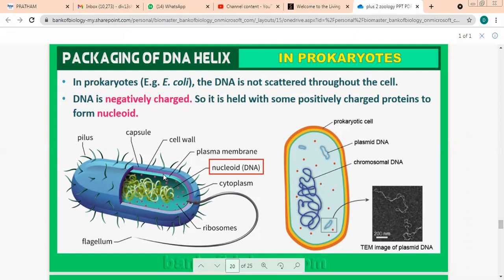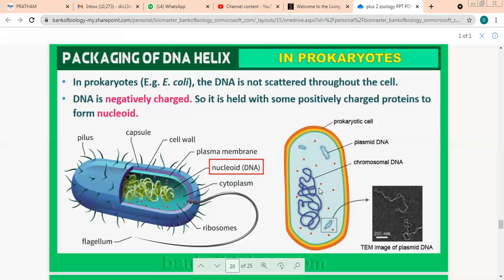So these positively charged proteins will bind with this negatively charged DNA. Only in that area will you find DNA scattered, where you have positively charged proteins. And such a structure is formed which is called a nucleoid. What is it called? Nucleoid. It is not called a nucleus because nuclear membrane is not present outside it.